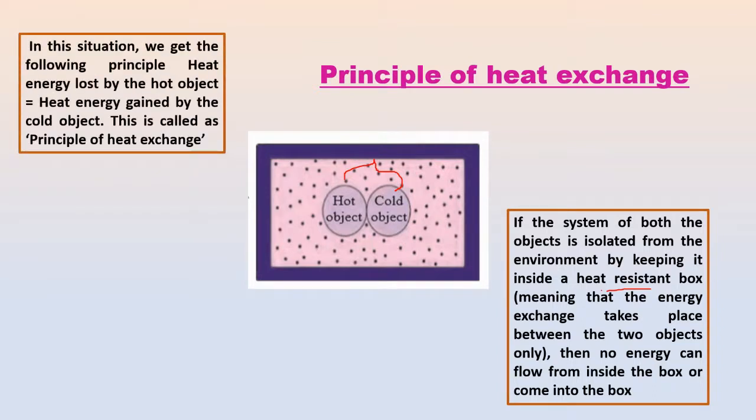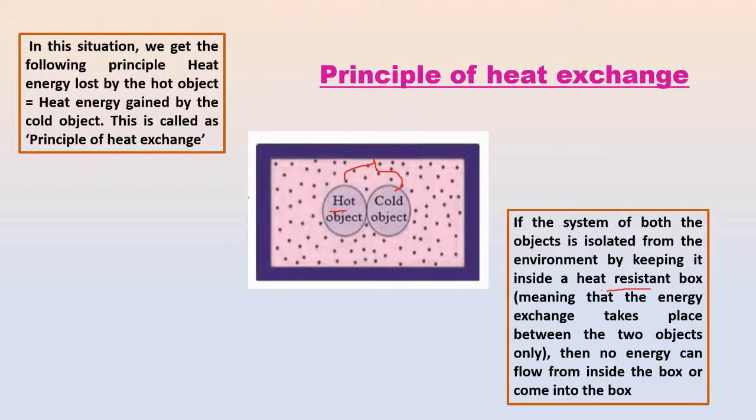In this situation, we get the following principle. And which is the principle? Heat energy lost by the hot object is equal to heat energy gained by the cold object. Now we know that heat transfer will take place between a hot object and a cold object. So the warmer object or the hot object will give its heat energy to the cold object. So the temperature of the hot object will go on decreasing and the temperature of the cold object will go on increasing. So how do we define this principle of heat exchange?